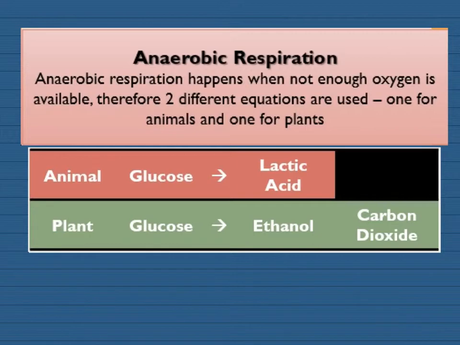Anaerobic respiration happens when there's not enough oxygen available, and particularly in animals. It happens in muscles. You'll know that feeling when you have done a lot of exercise and lactic acid builds up in your muscles. So for animals, it is just glucose, which gives lactic acid and a small amount of energy. The problem is the oxidation of glucose is incomplete in anaerobic respiration, so much less energy is transferred than in aerobic respiration.